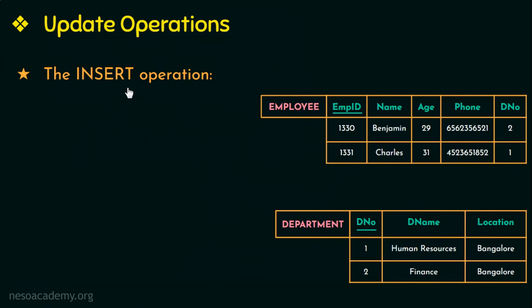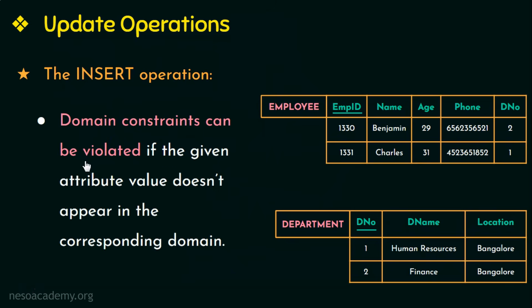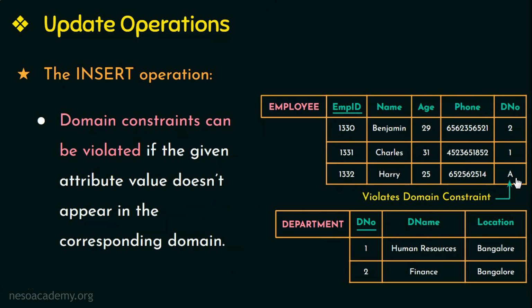The first constraint that we learned was the domain constraints. These domain constraints can be violated if the given attribute value doesn't appear in the corresponding domain. That is, if I'm trying to insert a new tuple in this relation employee, then the attribute values of the new tuple should match with the corresponding domain. If the data type of this attribute D number is int, then this value violates the domain constraint. The default option to avoid this violation would be to reject this insertion.